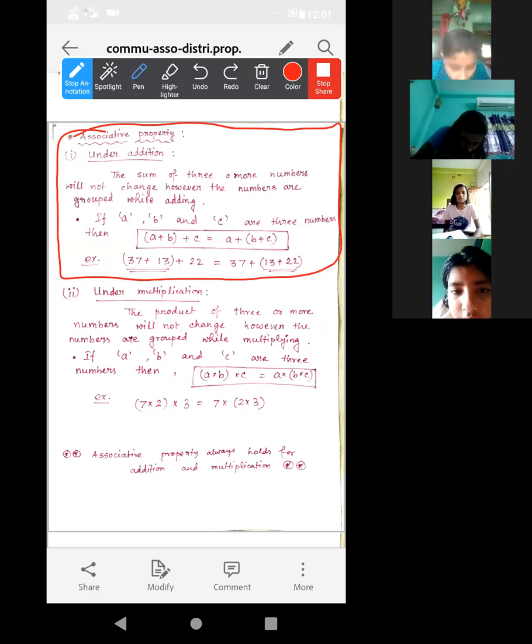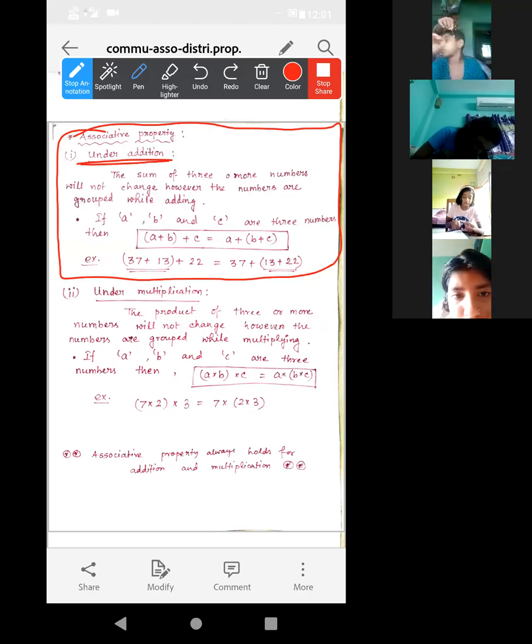Associative property under addition. Okay, now write this. Look, I am reading it. The sum of three or more numbers will not change.